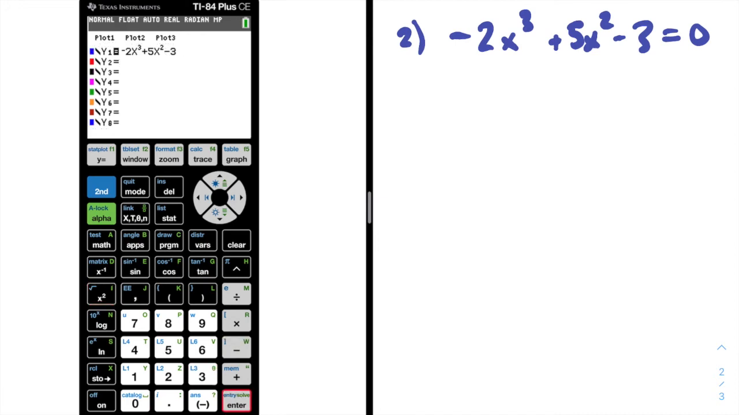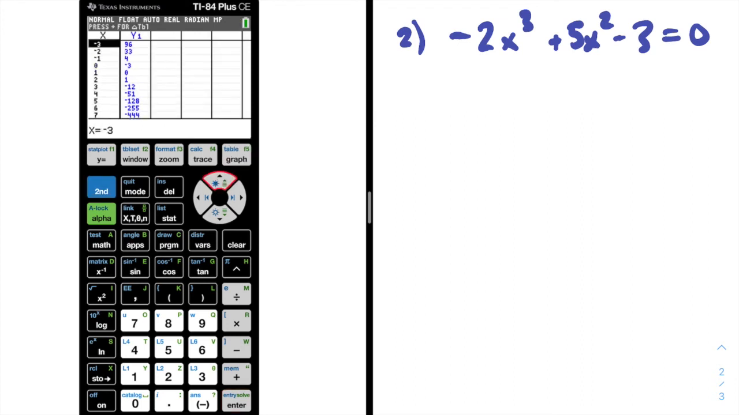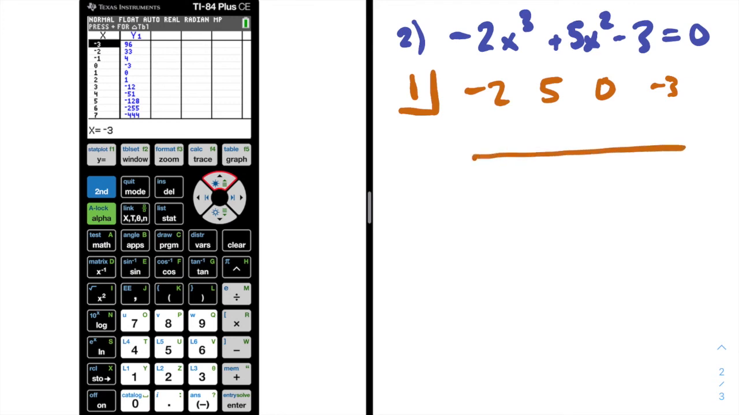So there you go. And then we go to our table of values again, so second and graph, and that takes us to our table of values here. And so it looks like one of our solutions there is 1. So I'm going to use 1 in my synthetic division. So negative 2 for the x to the third, 5 for the x squared. Notice how we don't have an x term this time, so it'll be 0, and then a negative 3 for our constant.